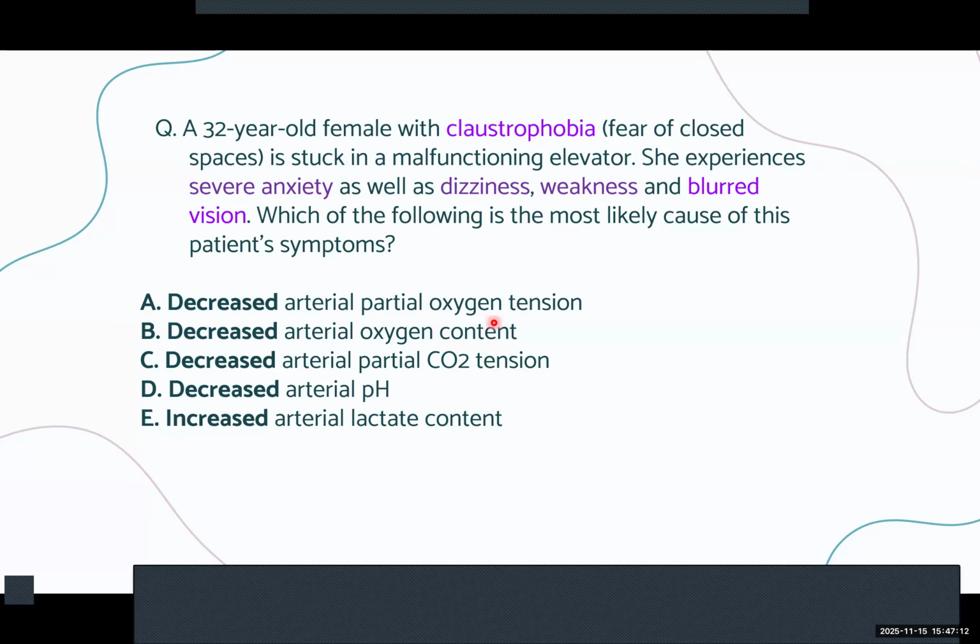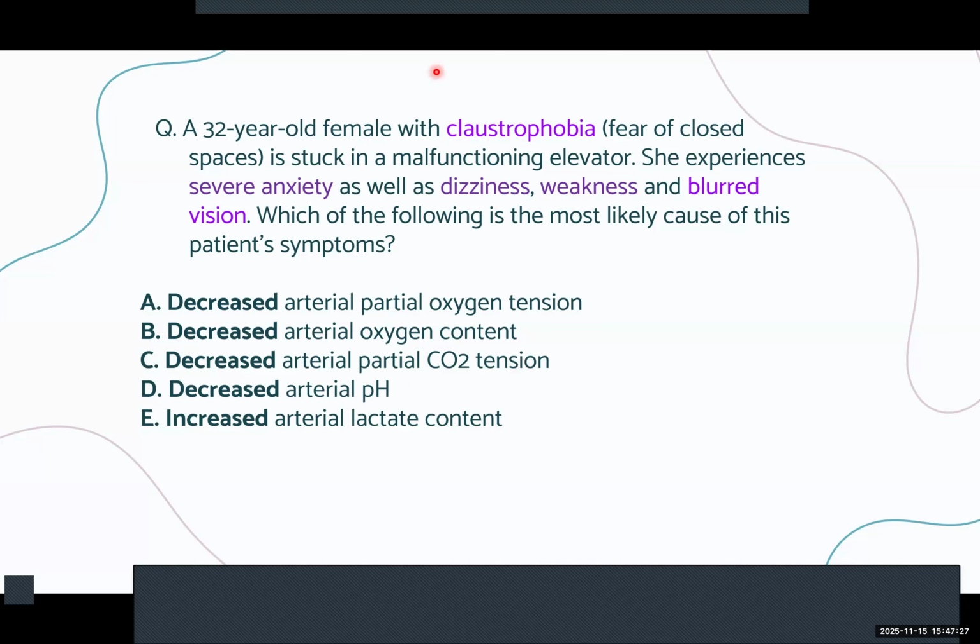So arterial partial oxygen is not going to decrease. Sorry, it's going to increase because she's hyperventilating. Oxygen is going inside. And the hyperventilating is going to cause the carbon dioxide to leave at a very fast rate and is going to cause the pH to decrease.